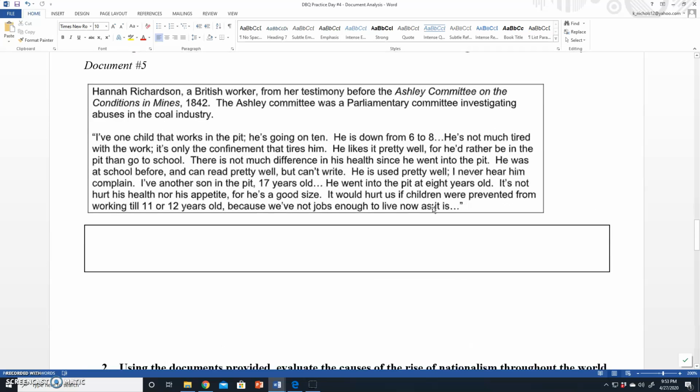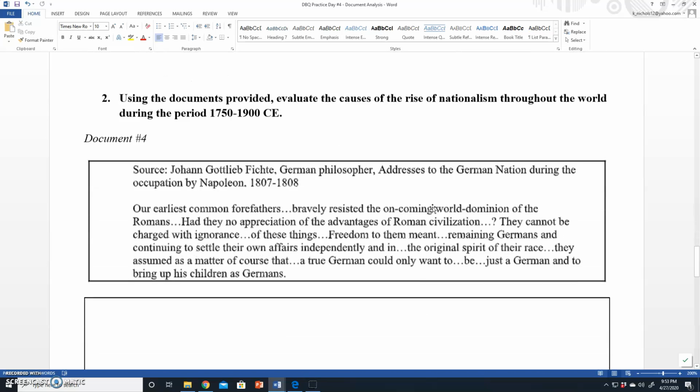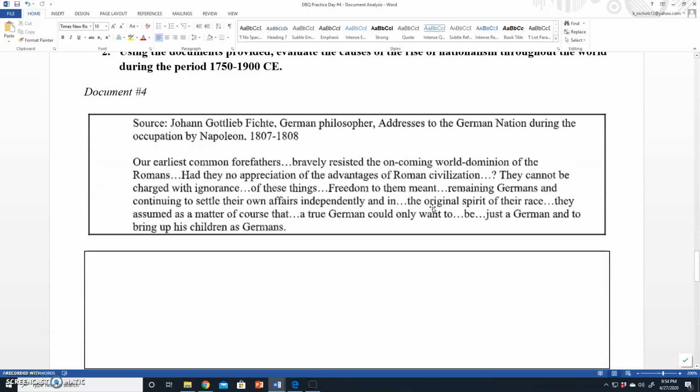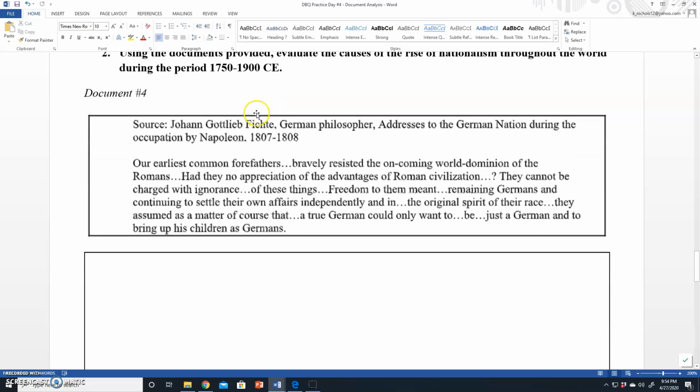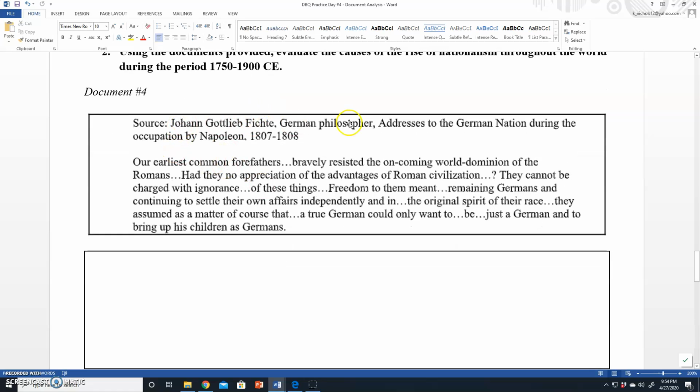I'm going to come down here and scroll to a different document real fast and kind of go over maybe a historical situation. We're talking about nationalism in this time period. Notice we have a German philosopher addressing the German nation in what time period? 1807 to 1808. But it's during the occupation of Napoleon. Napoleon was a Frenchman.